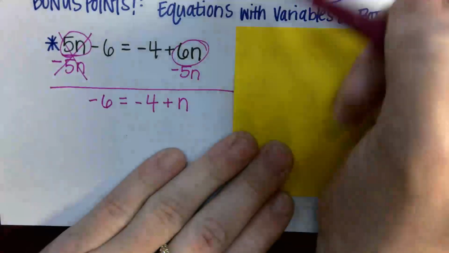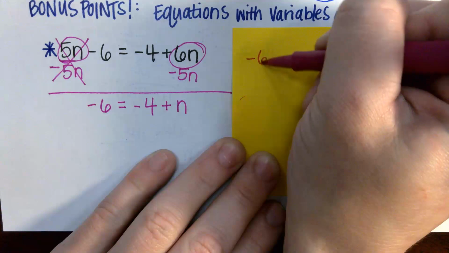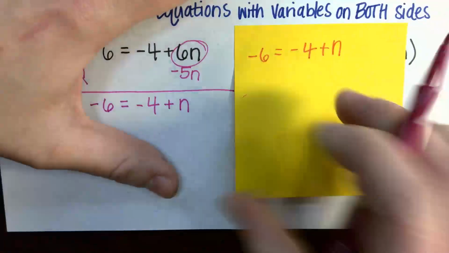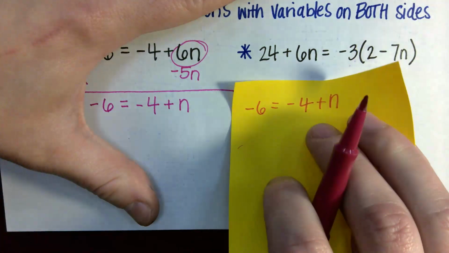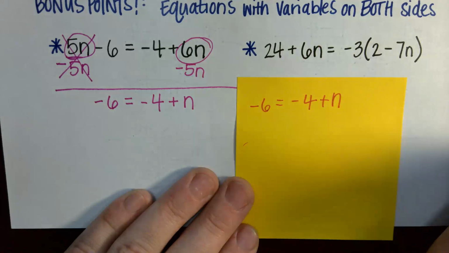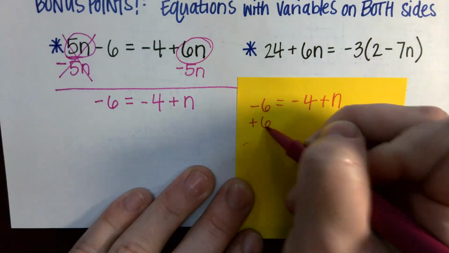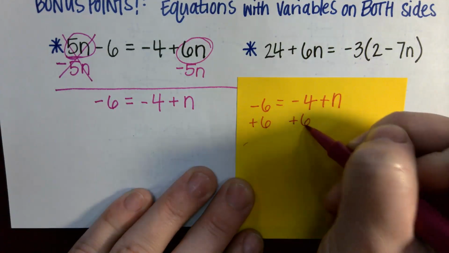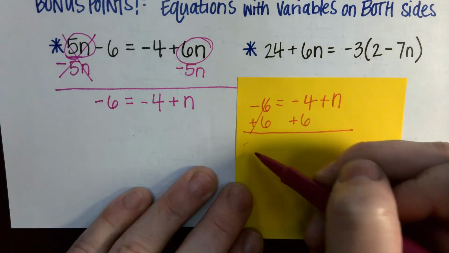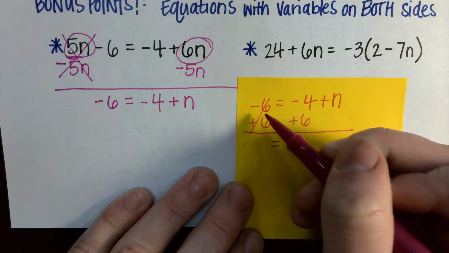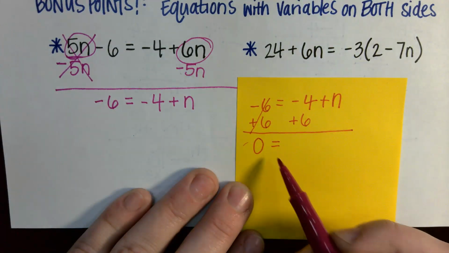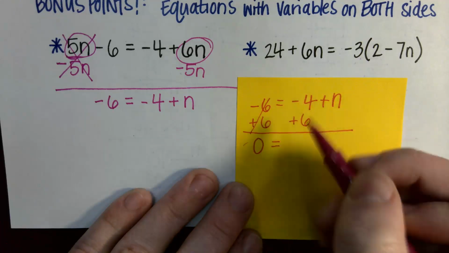So here, let me just rewrite -6 equals -4 plus n. So let's try it that way. I'll line it up so we can see the difference in steps. All right. So let's try adding 6. Plus 6 on both sides. All right. My 6's are going to cancel, but I can't leave nothing on this side of the equal sign. -6 plus 6 is 0. So now I have 0 equals, and what's -4 plus 6?